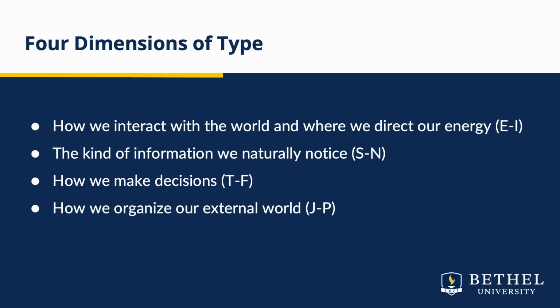First, how do we interact with the world and where do we direct our energy? E and I. Next, we'll look at the kind of information we naturally notice. S and N. Next, how do we make decisions? T and F. And then lastly, how do we organize our external world? J and P.